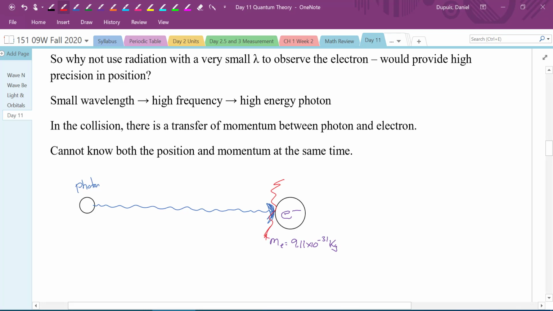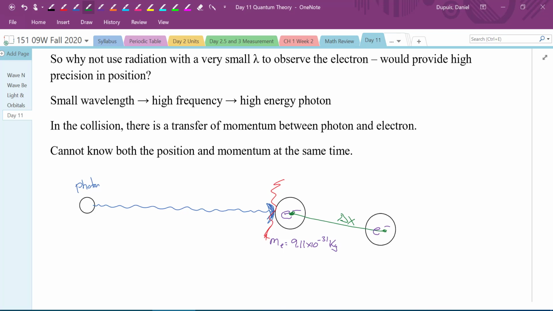What's going to happen is that this electron will be moved. And here is delta x, right? There's a huge collision there. Huge collision, right? It's a transfer of momentum. It's kind of like pool, billiards, right? There's a transfer of momentum.